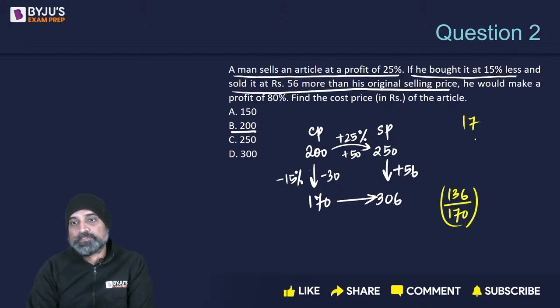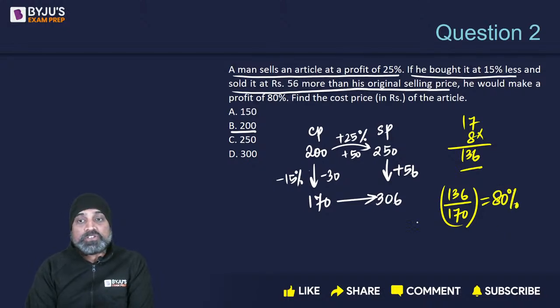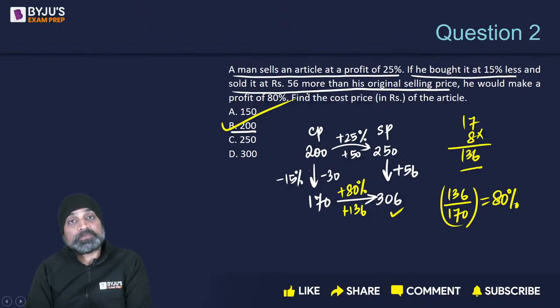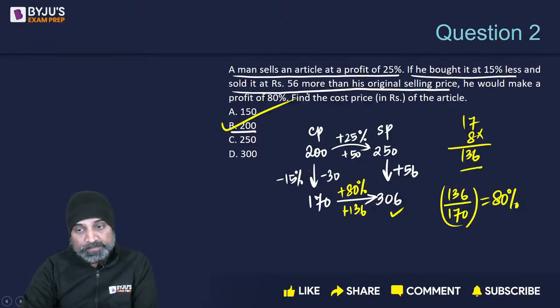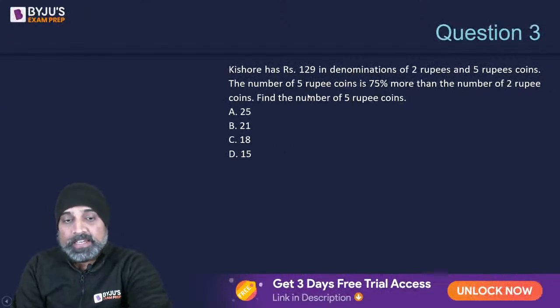For that, we will have to do 17 into 8. So 17 into 8 is 80, 10 into 8 is 80, plus 8 into 7 is 56. So this is 136. So this is actually 80%. So since this is going to be 80%, or 80% of 170 is actually 136, which when added to 170 results in 306. So B turns out to be the answer. If this would not have been the case, we would have checked the other option, right? Let's look at the next question.